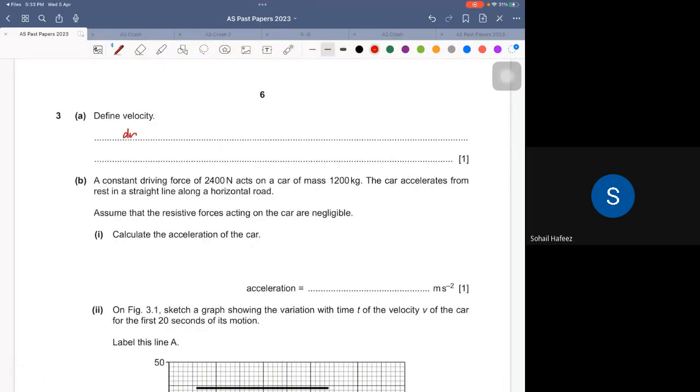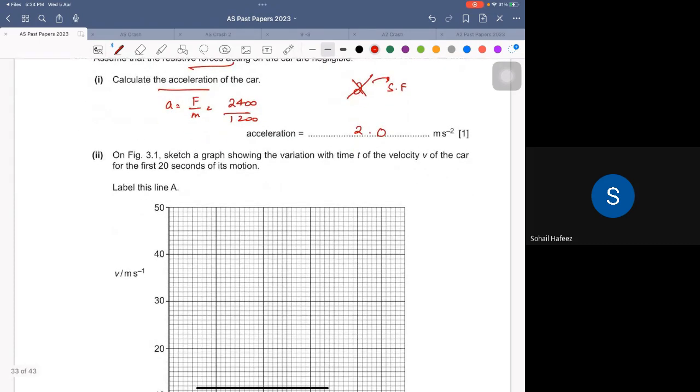Then the next question is velocity. You can basically get away by writing displacement over time. You can actually write this, and that's fine. No worries, okay? Then you have force and you have mass, and they say assume no resistive forces and acceleration. So acceleration is force per unit mass. So 2400 divided by 12, and that's going to be 2.0. Now, what happens if you write 2? It would be wrong because you do not have the correct number of significant figures. So you have to write 2.0. Do not write 2.